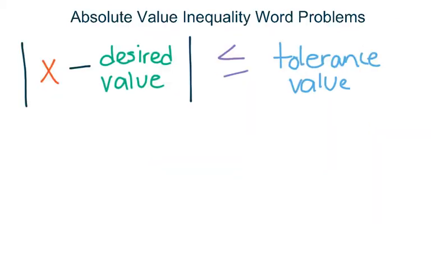Okay, now let's come on to this thing. I'm going to try to color code it because I think it helps. But we're going to talk about absolute value inequality word problems. They look a whole lot scarier than they are. I promise they're not.